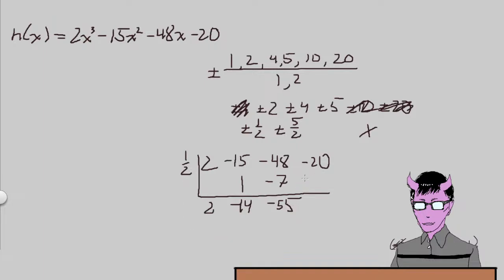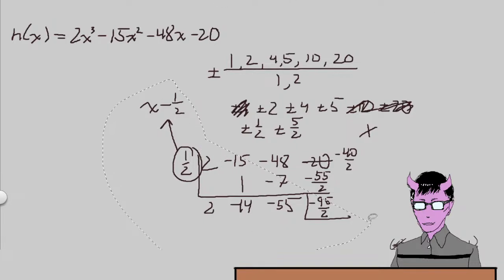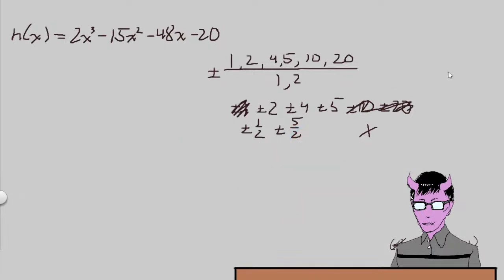Oh, this is bad. That's a negative 55 over 2. That's unpleasant. This is going to be negative 40 over 2. Summate that, you get negative 95 over 2. Again, the fact that this is non-zero means this is not a 0. That's not a factor. So our first candidate between negative 1 and positive 1 has failed. So what has failed so far? Negative 1 as a candidate has failed, 1 has failed, and then positive 1/2 has failed.